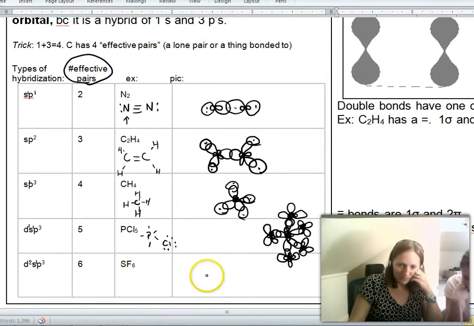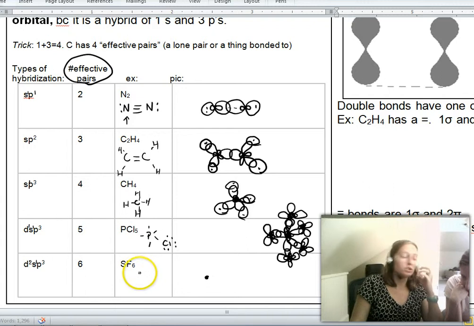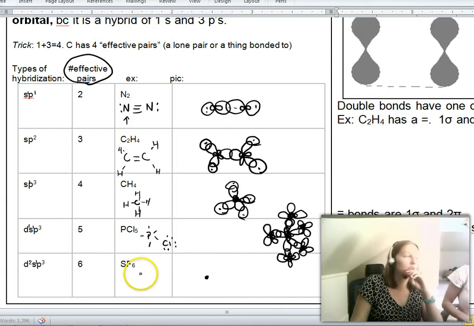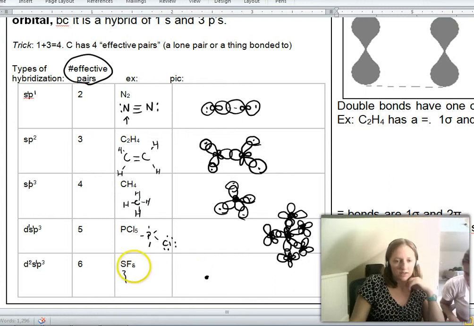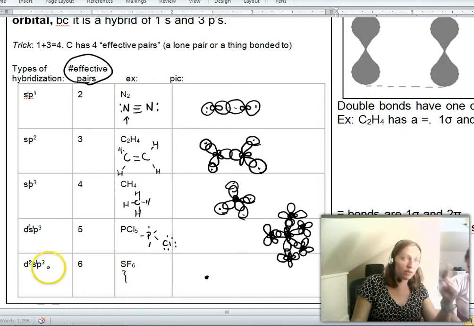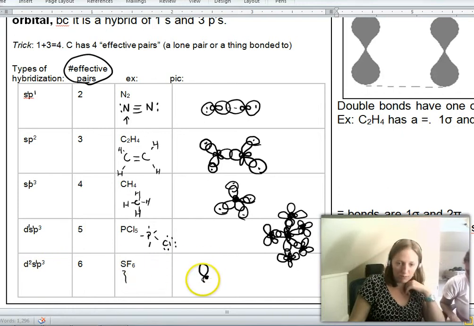And then SF6. You've got the sulfur in the middle. I'm not going to do the Fs this time. All right, so this is going to need to be attached to six things, which is an expanded octet, by the way, because you can't attach to six things unless you're allowed to have more than eight electrons in your valence, which sulfur qualifies for because it's in the third period. And so that's a set of six, which is going to be 3, 4, 5, 6. So these are d2sp3 hybridized orbitals, and that's up, down, and four around.